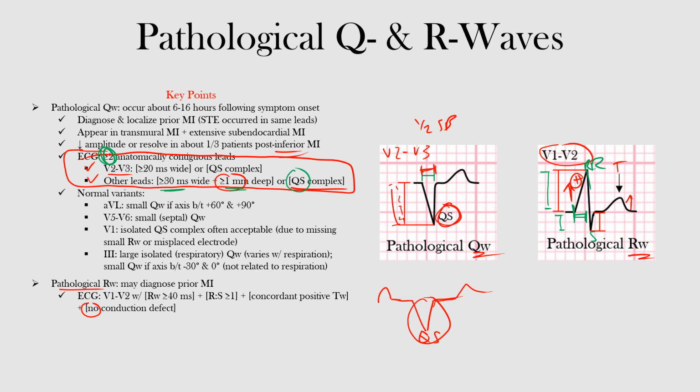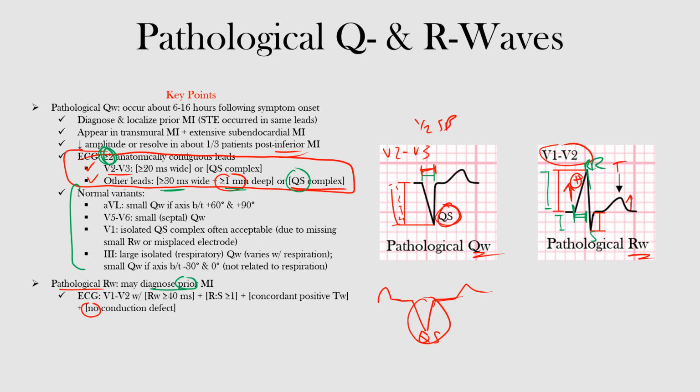Now we talked about a number of normal variants that you can have listed or keep them as a reference. We won't go through them again. And then we talked about these pathological R waves that can help us also diagnose prior MIs, okay? The criteria here were in V1 and V2 specifically, and in this case, we want the R waves to have a width of 40 milliseconds, one small box, an R to S ratio greater than or equal to 1, concordant positive T waves, and you also want to make sure there's no conduction defect present as well.